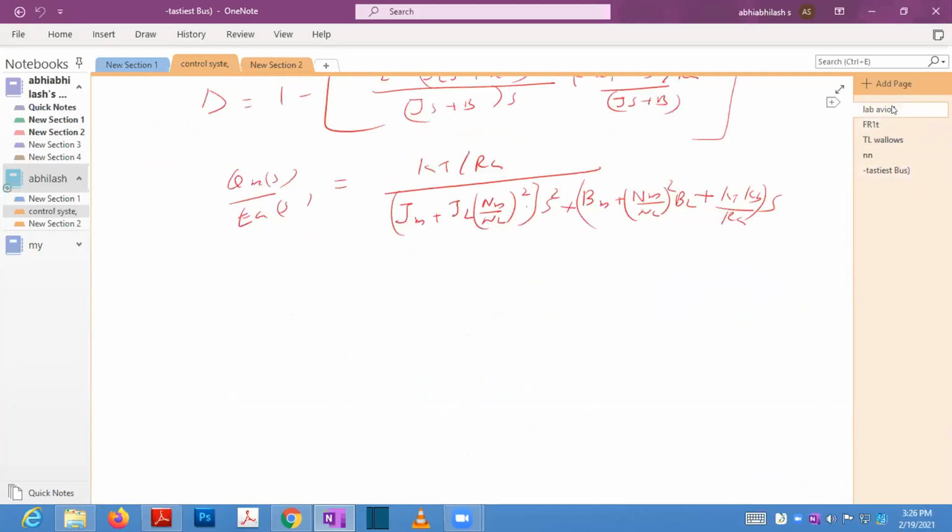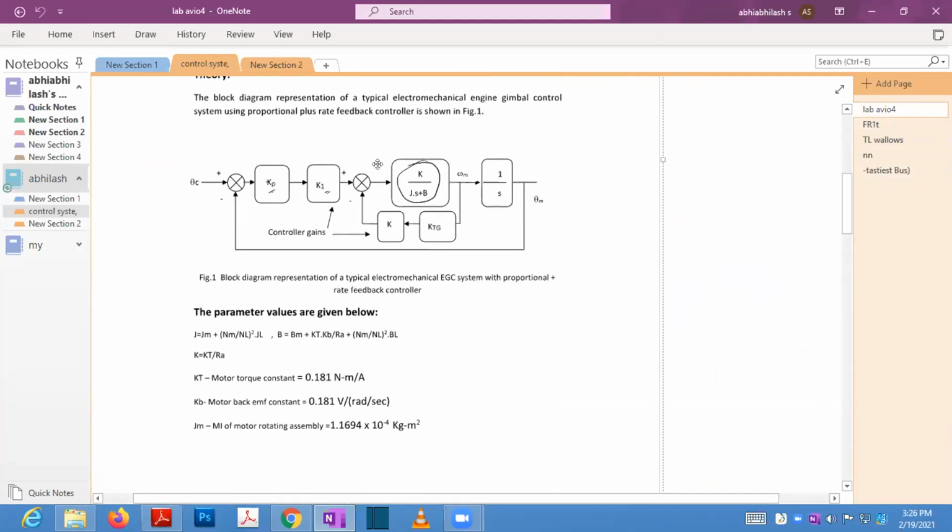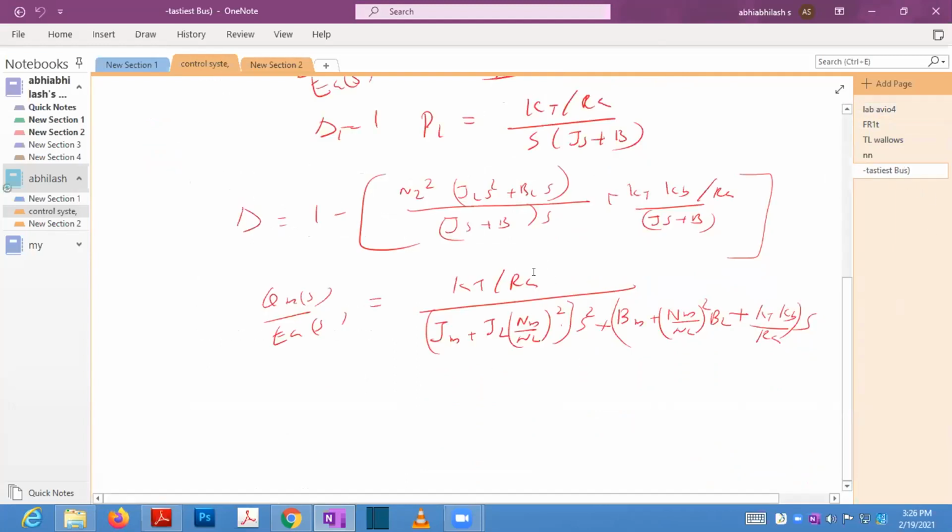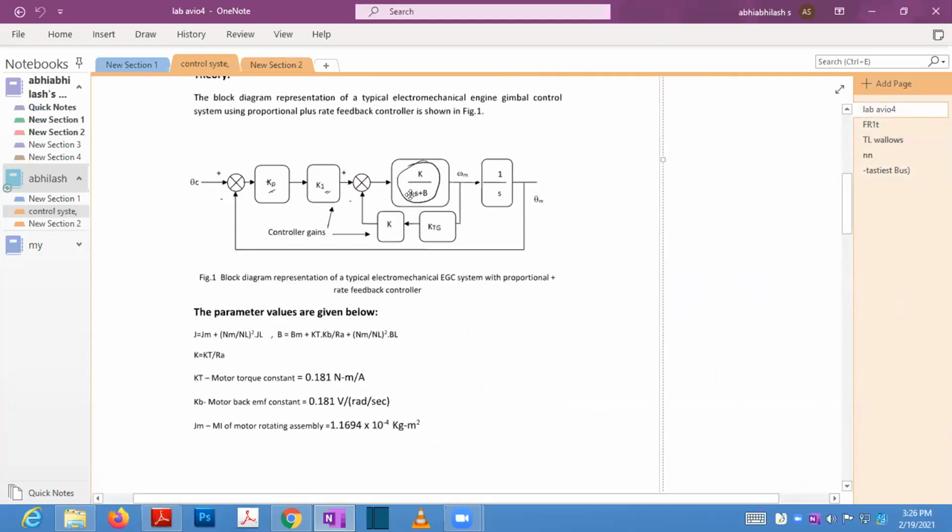Now you will get this K divided by Js plus B, and this K is equal to Kt by Ra. This entire quantity Jm plus Jl into Nm by Nl the whole square is termed as J, and this entire thing is B. This J and this B, and that A square term, we have now split into two.